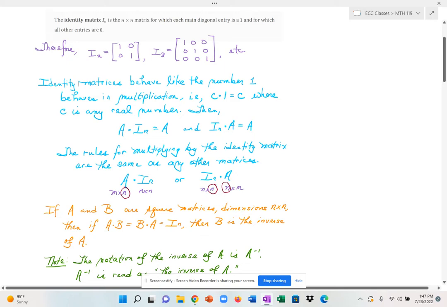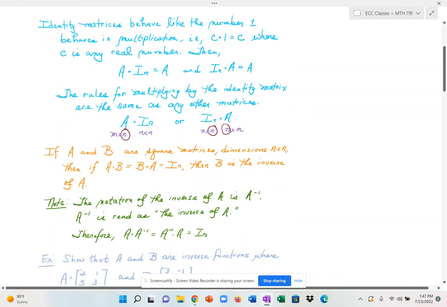Okay, so specific notation regarding inverses. If you have a matrix A, its inverse is A inverse. It's not A to the negative 1. So this is read as the inverse of A, or A inverse. Again, just reiterating this, A times A inverse or A inverse times A would equal the identity matrix.